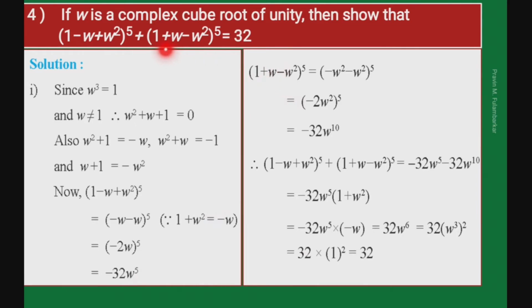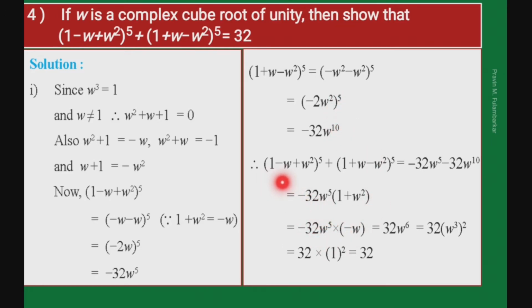Then we find the second bracket value, that is 1 plus omega minus omega square. So we replace this 1 plus omega by minus omega square. So we get minus omega square minus omega square, which is minus 2 times omega square, and power 5 as it is. Now again we take the power of minus 2 as 5. So we write minus 2 raised to the power 5 as minus 32. Omega square is raised to the power 5, which is omega raised to the power 10, because powers get multiplied. So 2 into 5 we write 10.